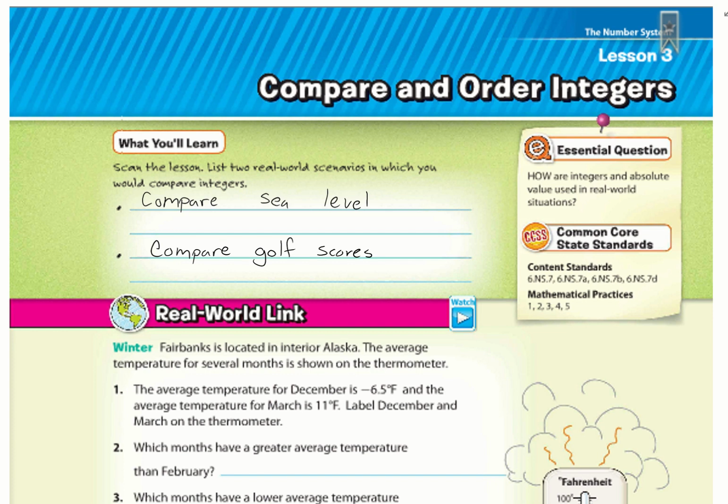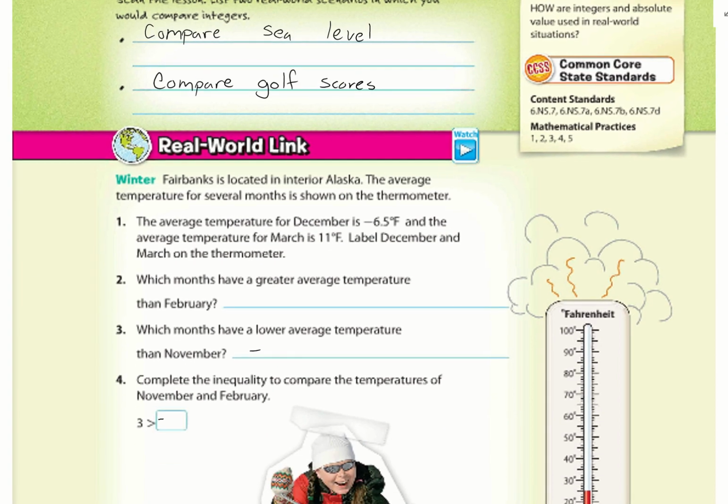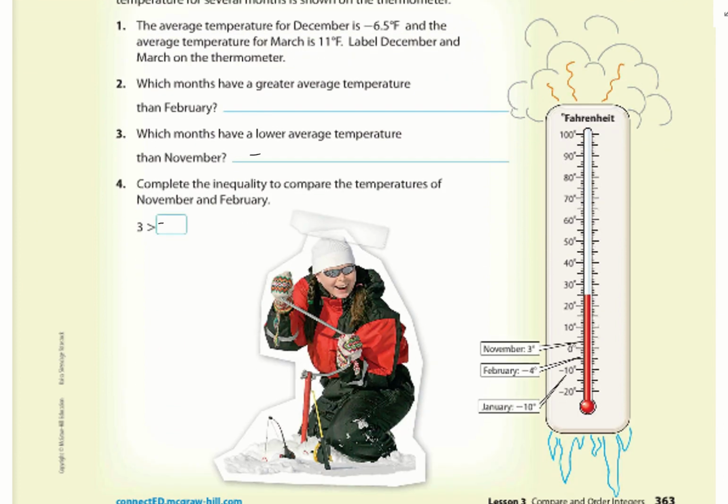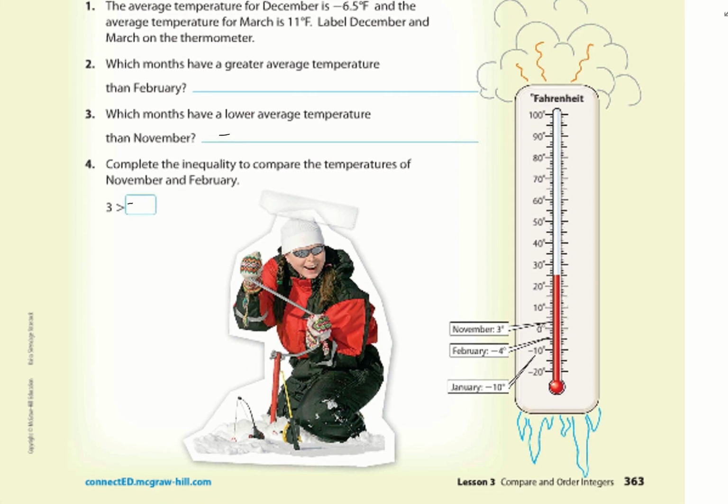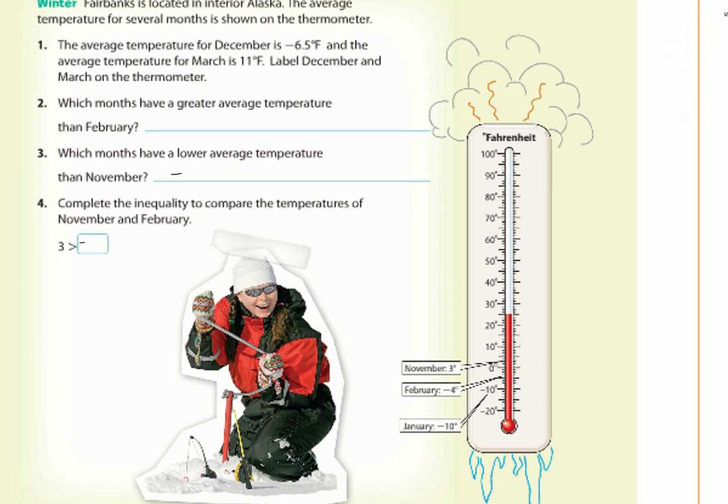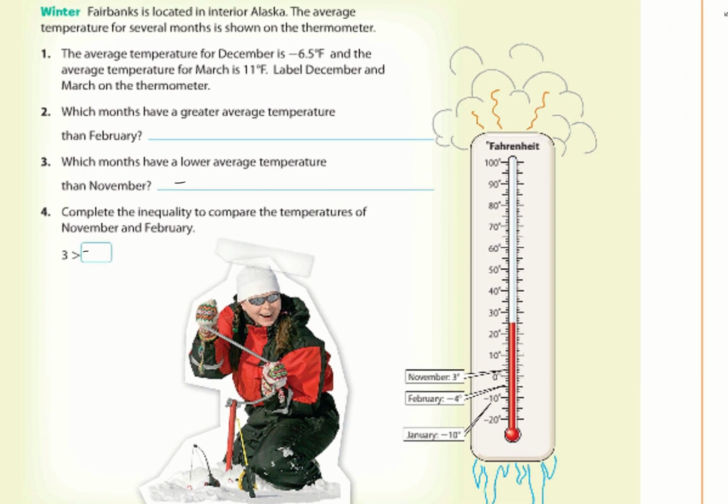Real world links, it says Fairbanks is located in interior Alaska. The average temperature for several months is shown in the diagram. The average temperature for December is -6.5, and the average temperature for March is 11 degrees. Label December and March on the diagram. So for December, we have -6.5, so we have 0, -5. This is going to be December about right here.